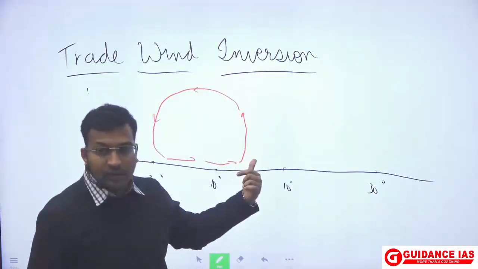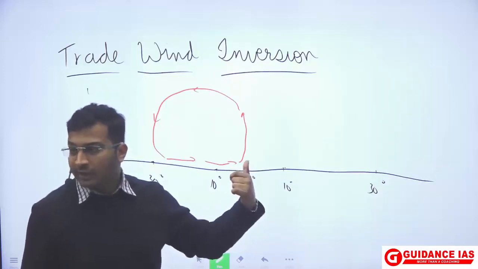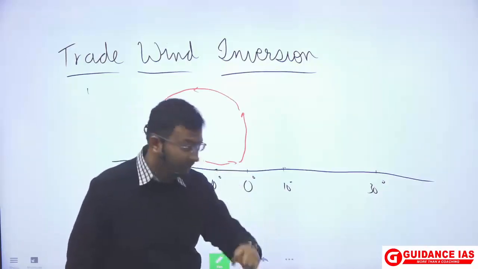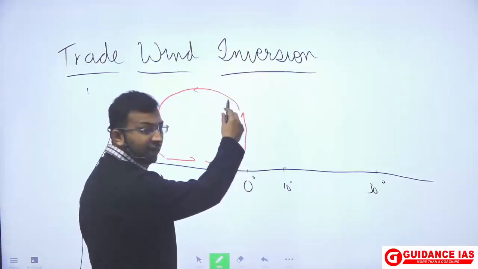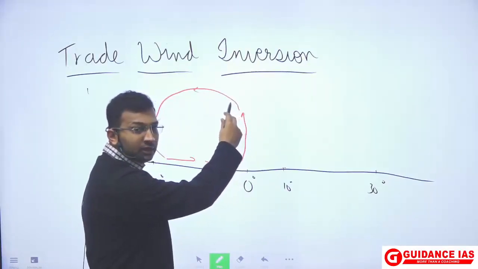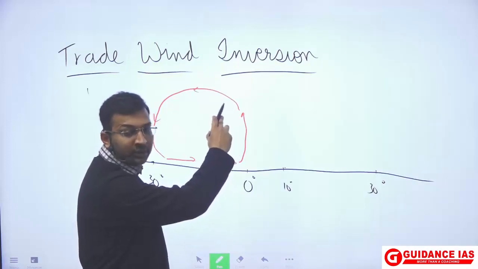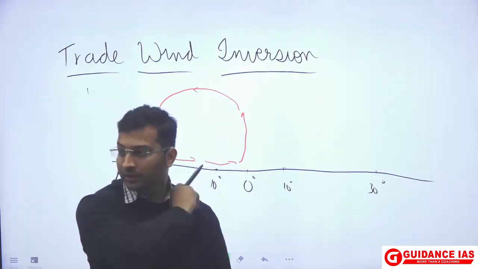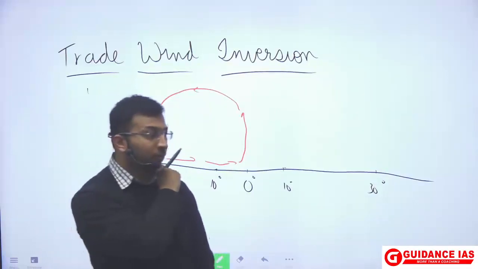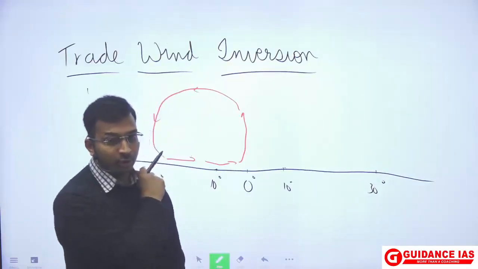cold. Why do they become cold? Can anyone explain? These trade winds, after rising up to a certain height along the equator, they become cool, they become cold. Can anyone explain over here? Why does it become cold?